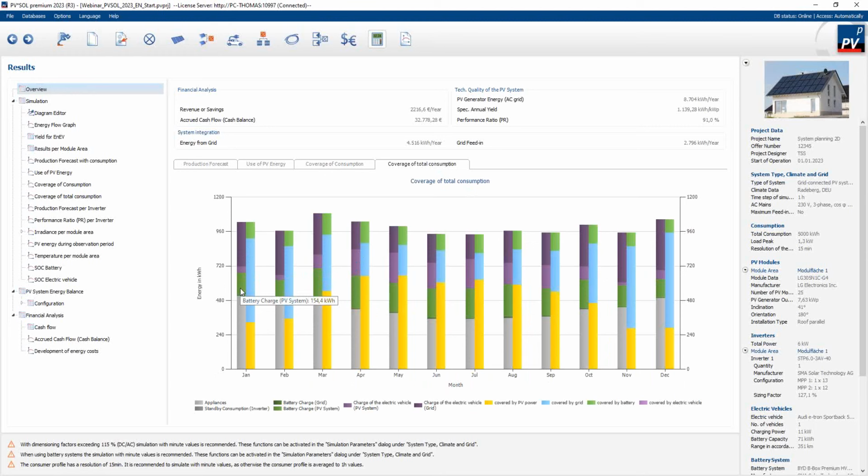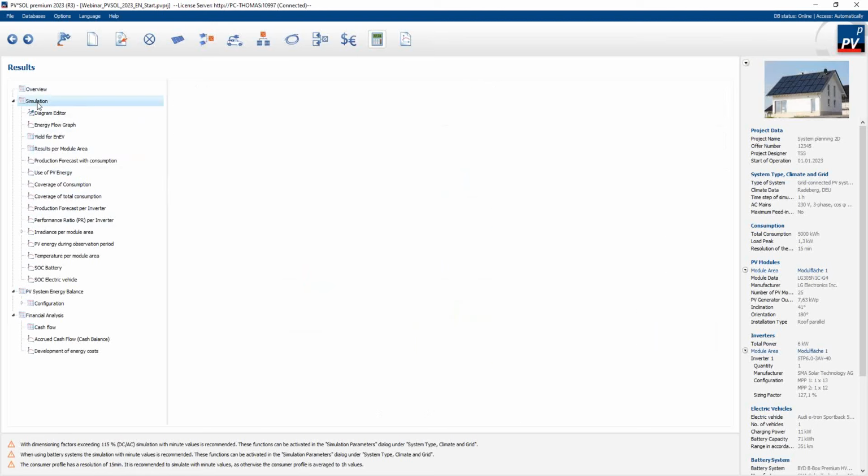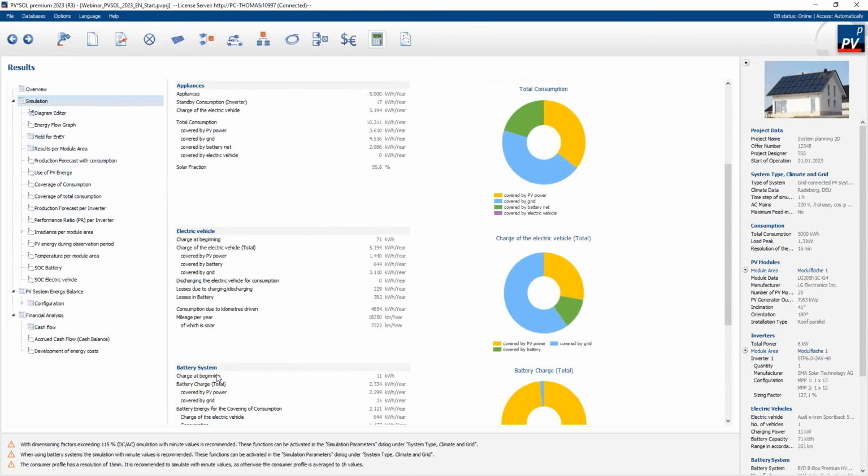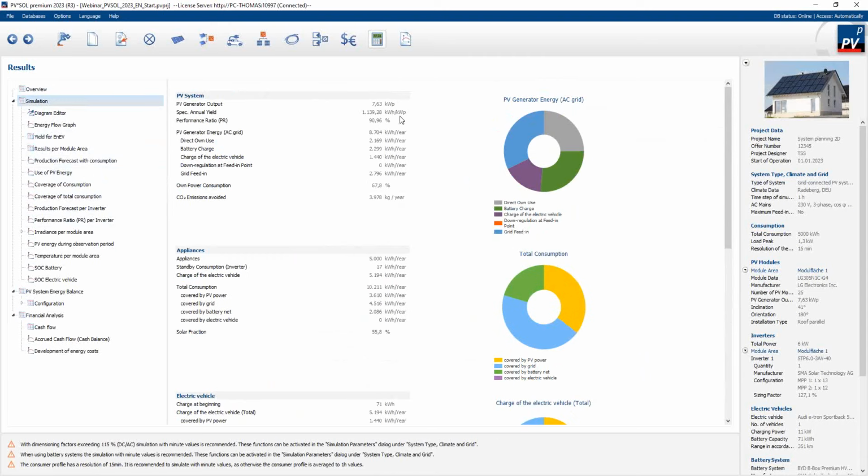Really close information about the simulation you will find in the tree view under simulations. Here are different parts: PV system, appliances, electric vehicle, and battery system. Here you can see the specific annual yield, the PV generator power, and then the more interesting information about the direct own use, the battery charge, the electric vehicle, and what we have to feed into the grid, and the own power consumption is here close to 68%.